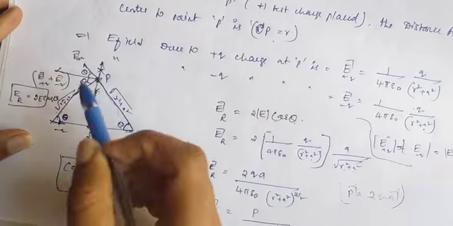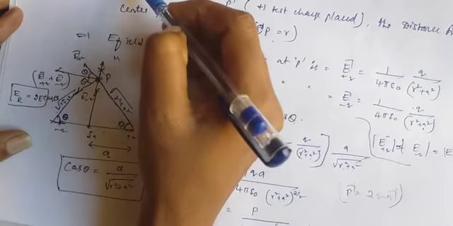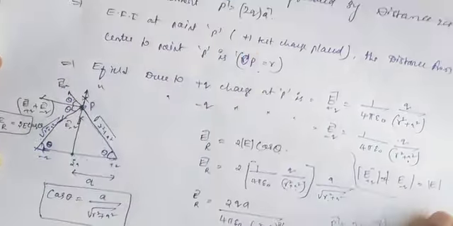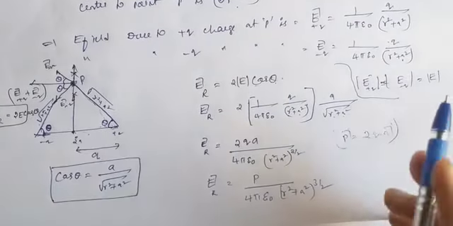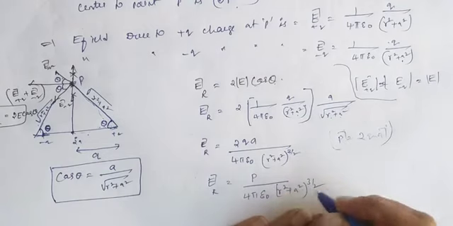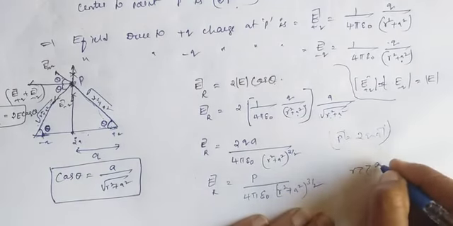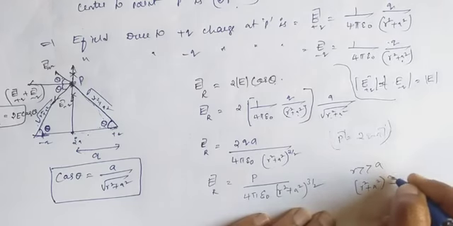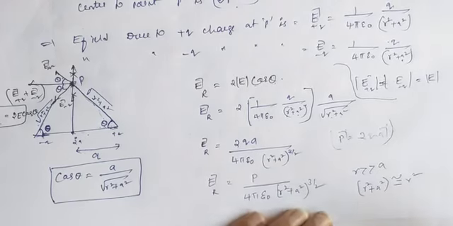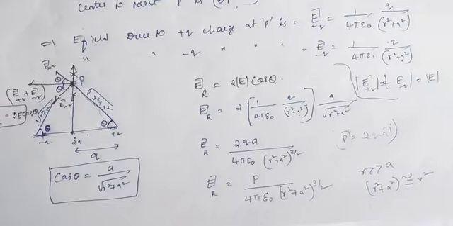Okay, if we are taking the point here, r is very much greater than a. So r square plus a square must be equal to r square.